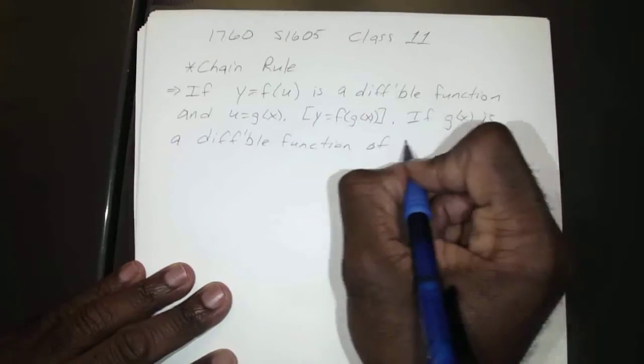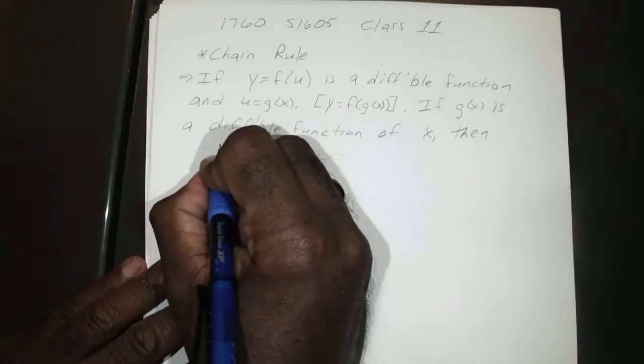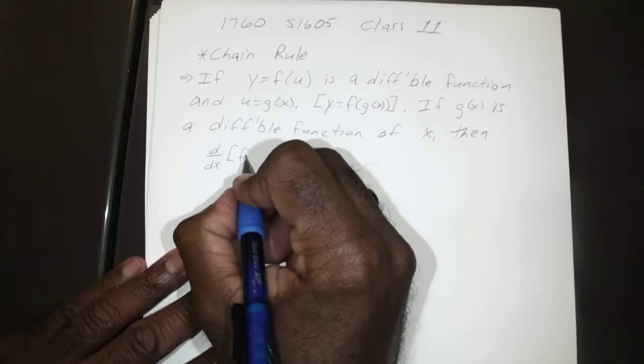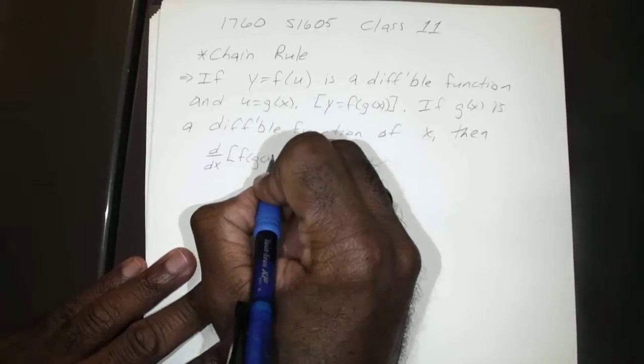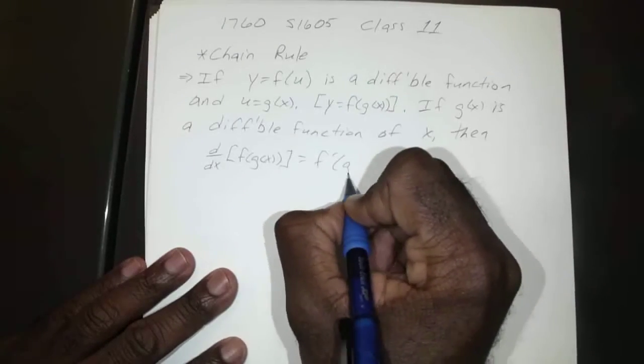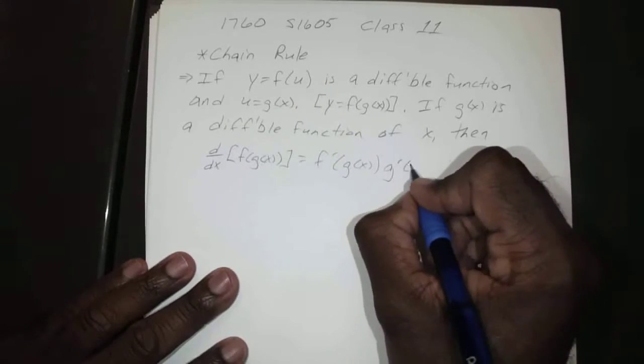Of x, then the derivative of f of g of x equals f prime of g of x times g prime of x.